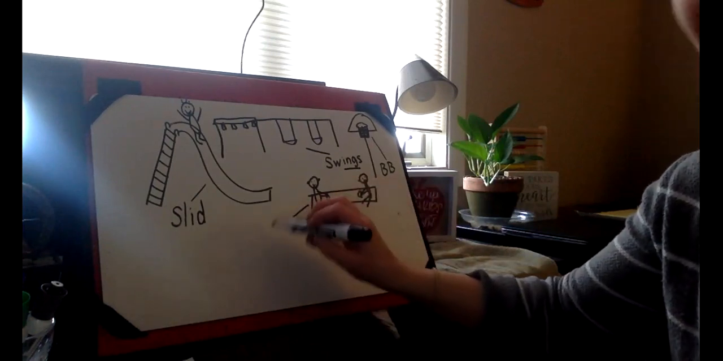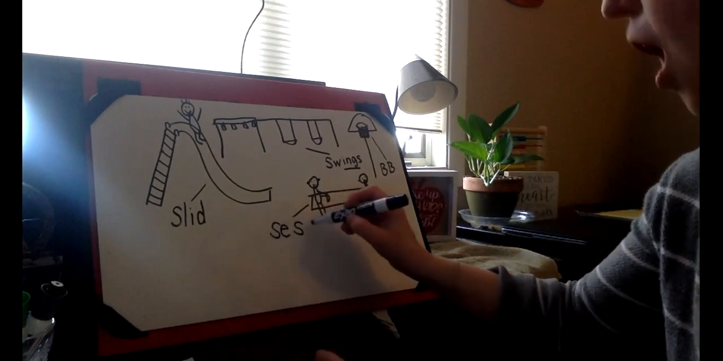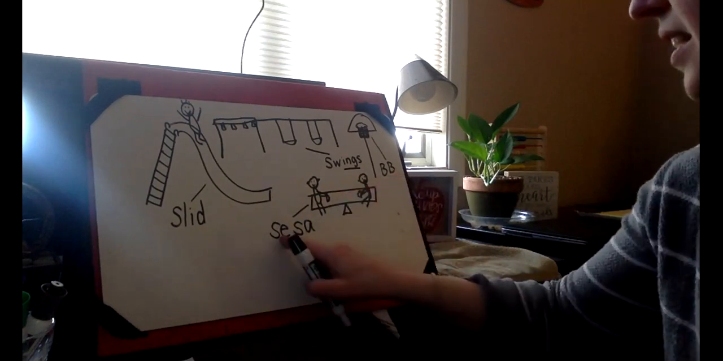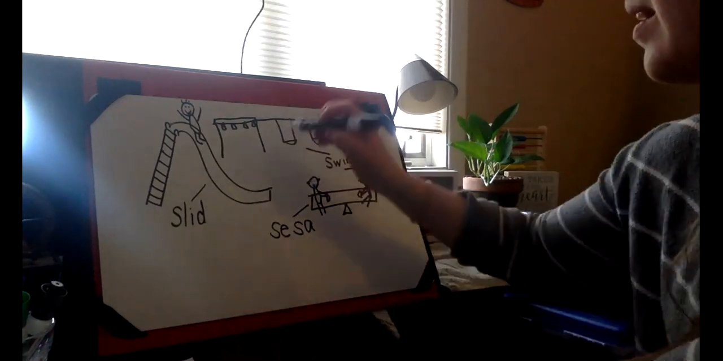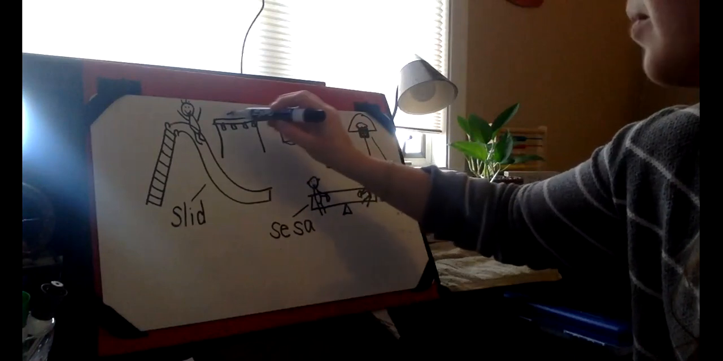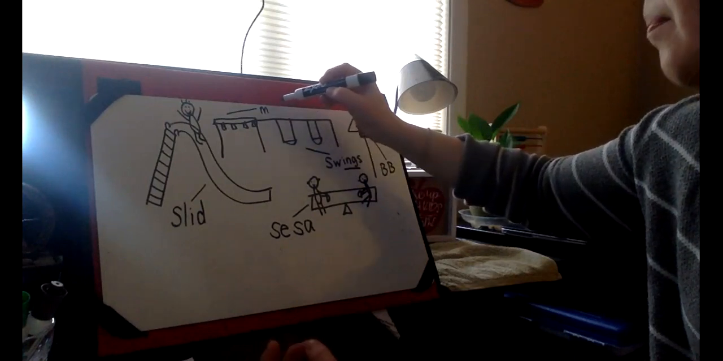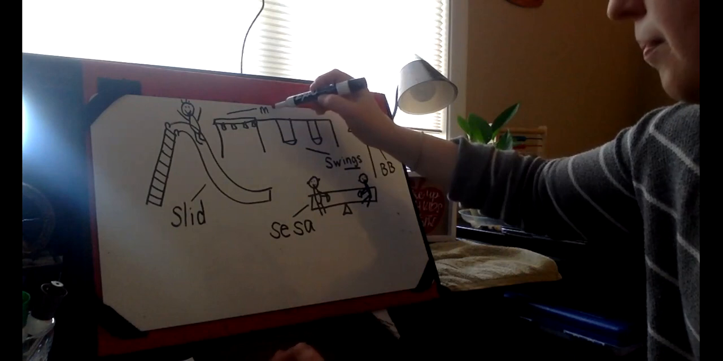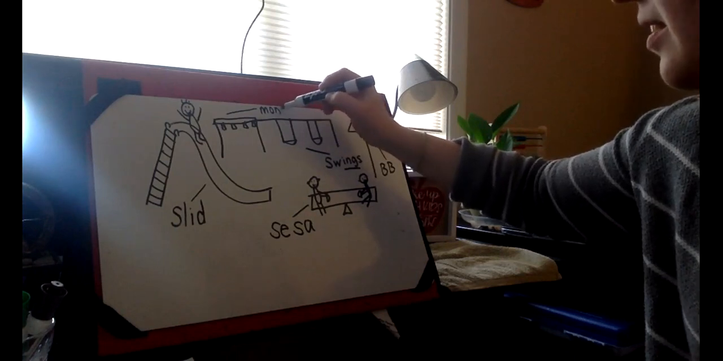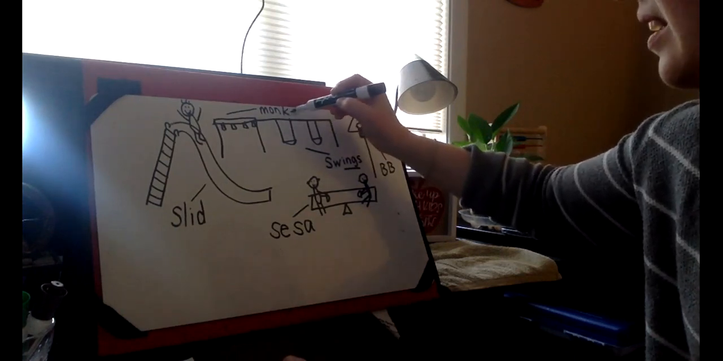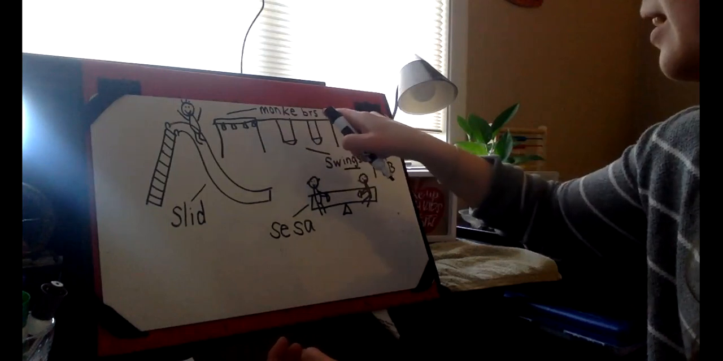Seesaw. That's a fun word. S-e-s-aw. Seesaw. All right, anything else? Oh, the monkey bars. Here we go. We'll add one more label. I hear mon. I hear an O. N. K. Monk. E. B. Rs. Monkey bars.